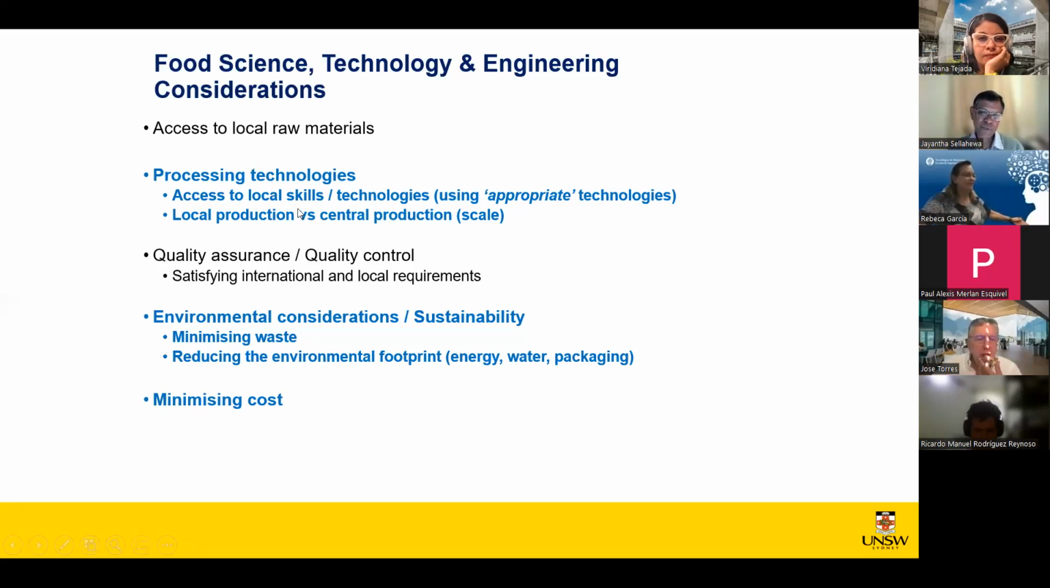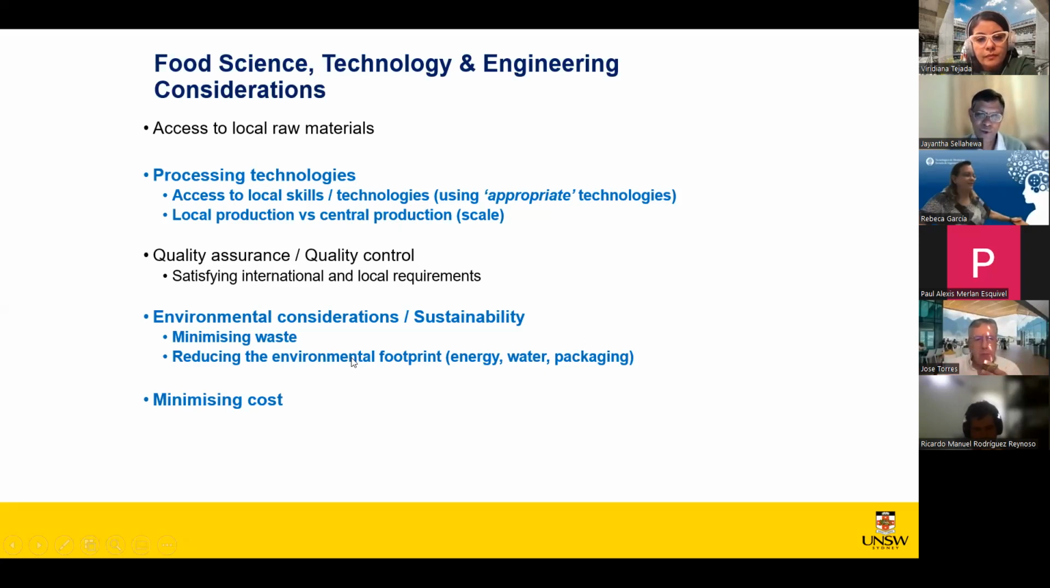So we are probably talking about setting up a food processing facility in a country where the skills are not very advanced, where power may not be available. There's no point in installing a highly automated plant if there's no one there to operate it. Also the scale can be a village scale, or local production, or it could be central, where products can be centrally produced and distributed. Quality control, I'll come to this in a minute.